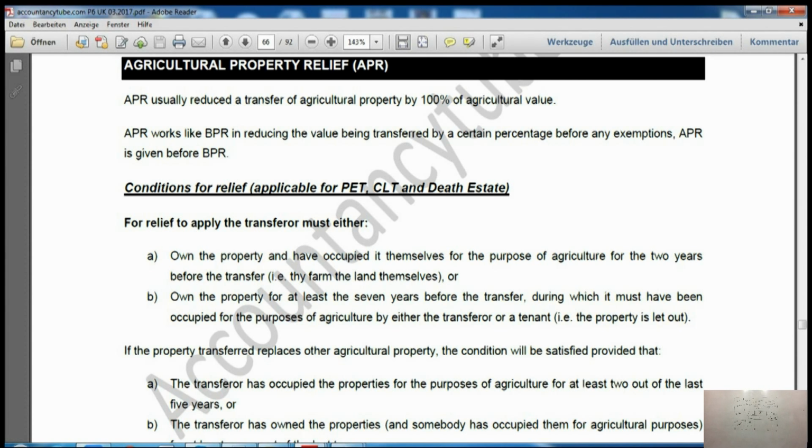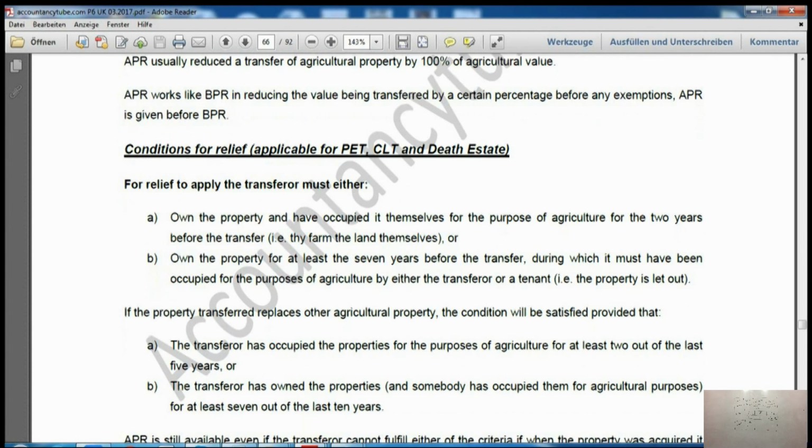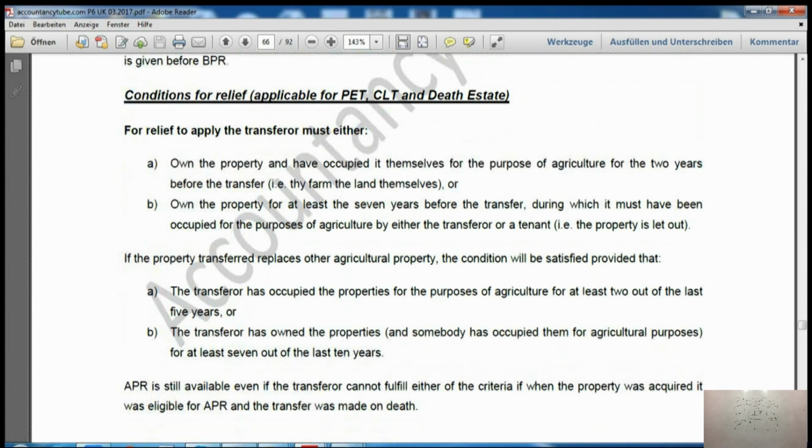If the property transferred replaces other agricultural property, the condition will still be satisfied, provided the transferor has occupied the properties for the purpose of agriculture for at least 2 out of the last 5 years, or the transferor has owned the properties and someone else has used them for agricultural purposes for at least 7 out of the last 10 years.